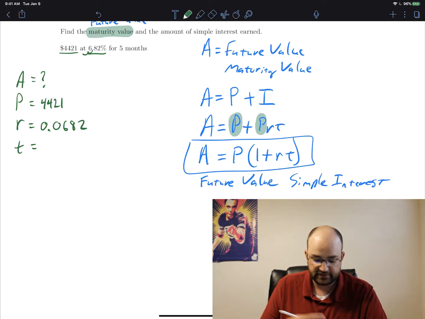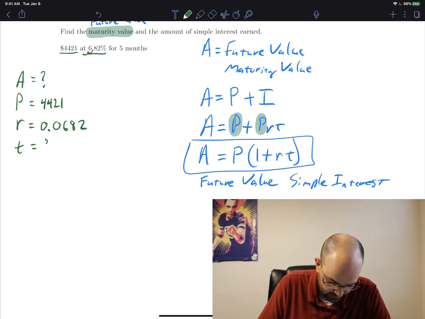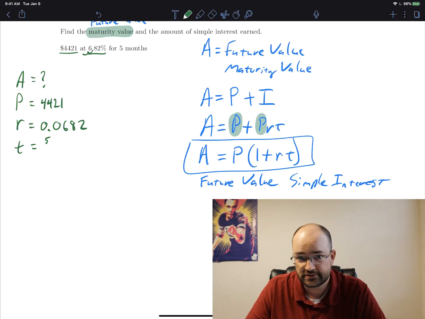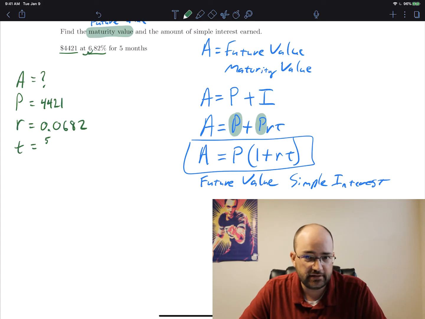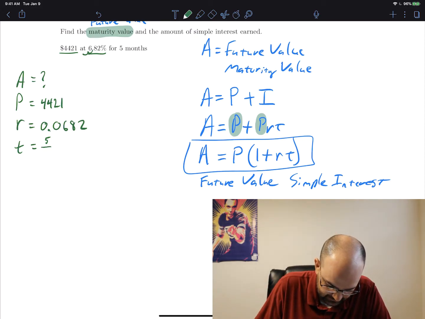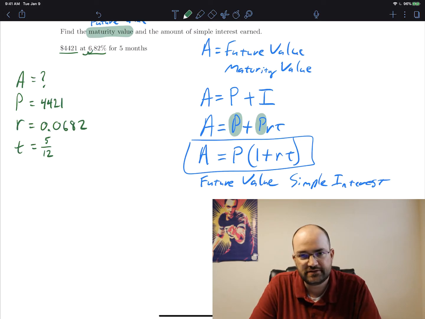0.0682. And as for the time, it says 5, but it's 5 months. And remember, time needs to be in years. So ask yourself, how many months are there in a year? There's 12 of them. So take that 5. If we have 5 months, that means we have experienced 5 out of 12 months of the year.